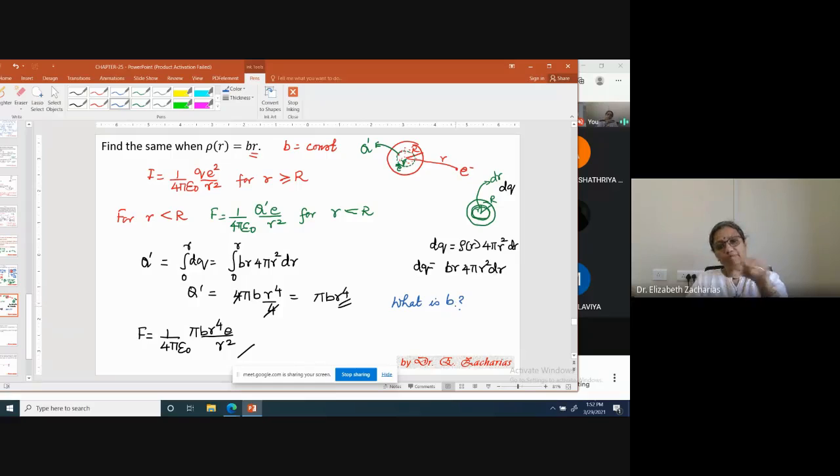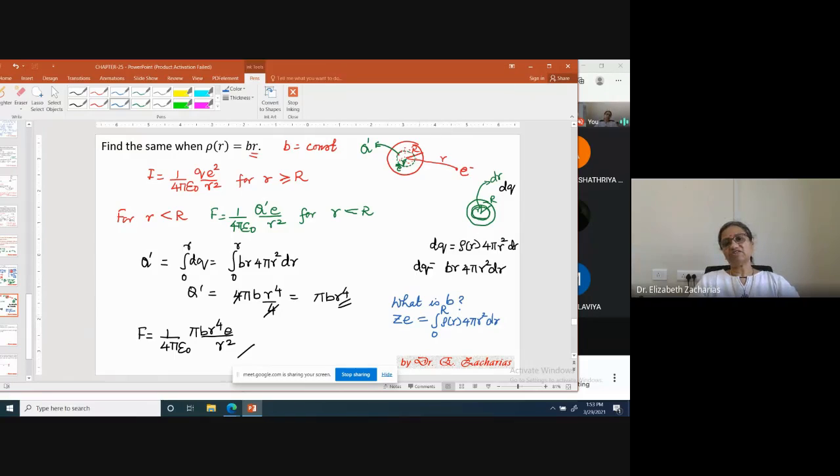I can even find out B and put it into that equation. Can someone tell me how to find out B? What is the total charge in the entire sphere? It is ZD. So ZD, by the same logic, can be obtained by doing the integral from 0 to capital R of rho of R, 4 pi R square dr. Okay, if I do this, I can actually get my B.